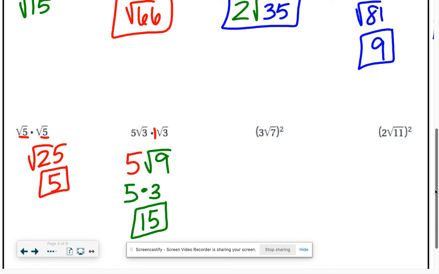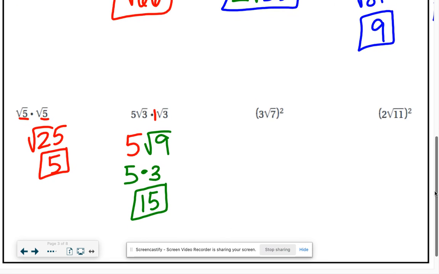Nope, no square roots. Why do you break down 35? One more time. Why do you break down 35? Because there's not a perfect square that goes into 35.